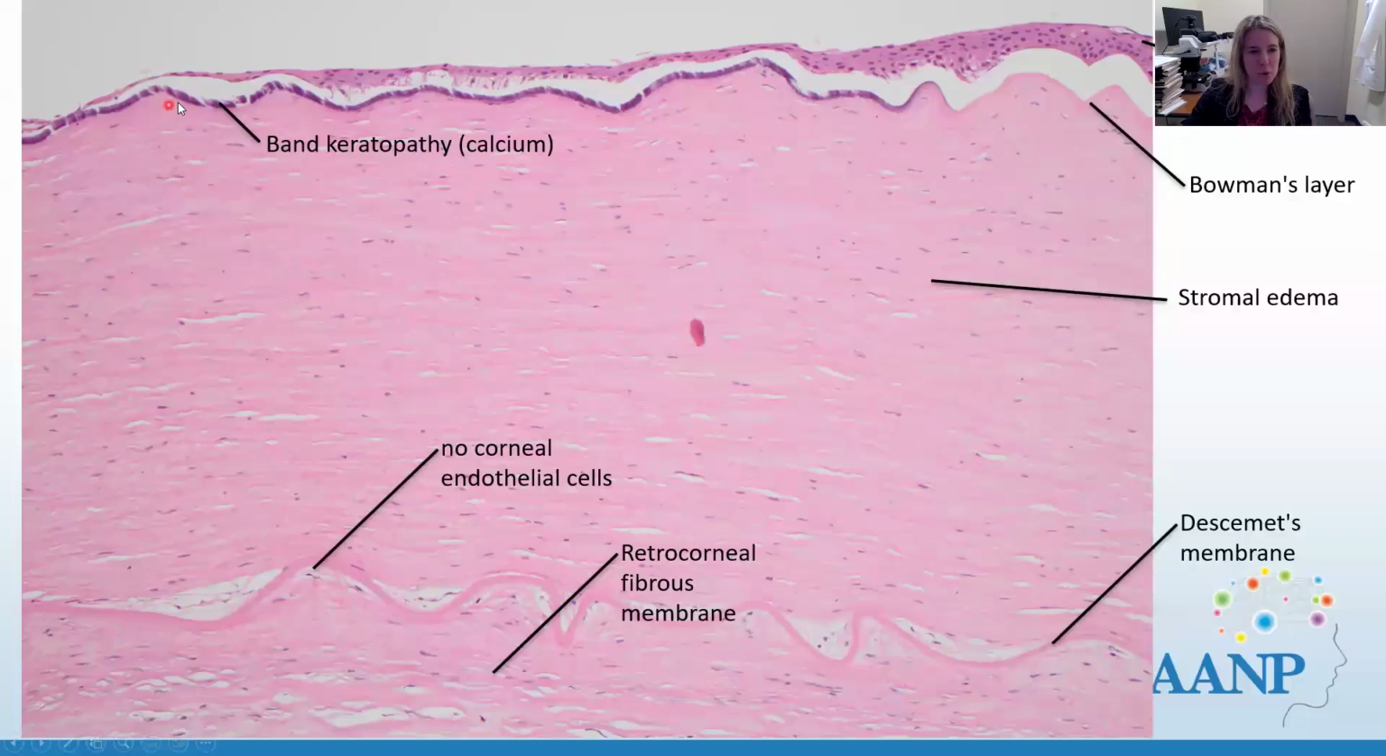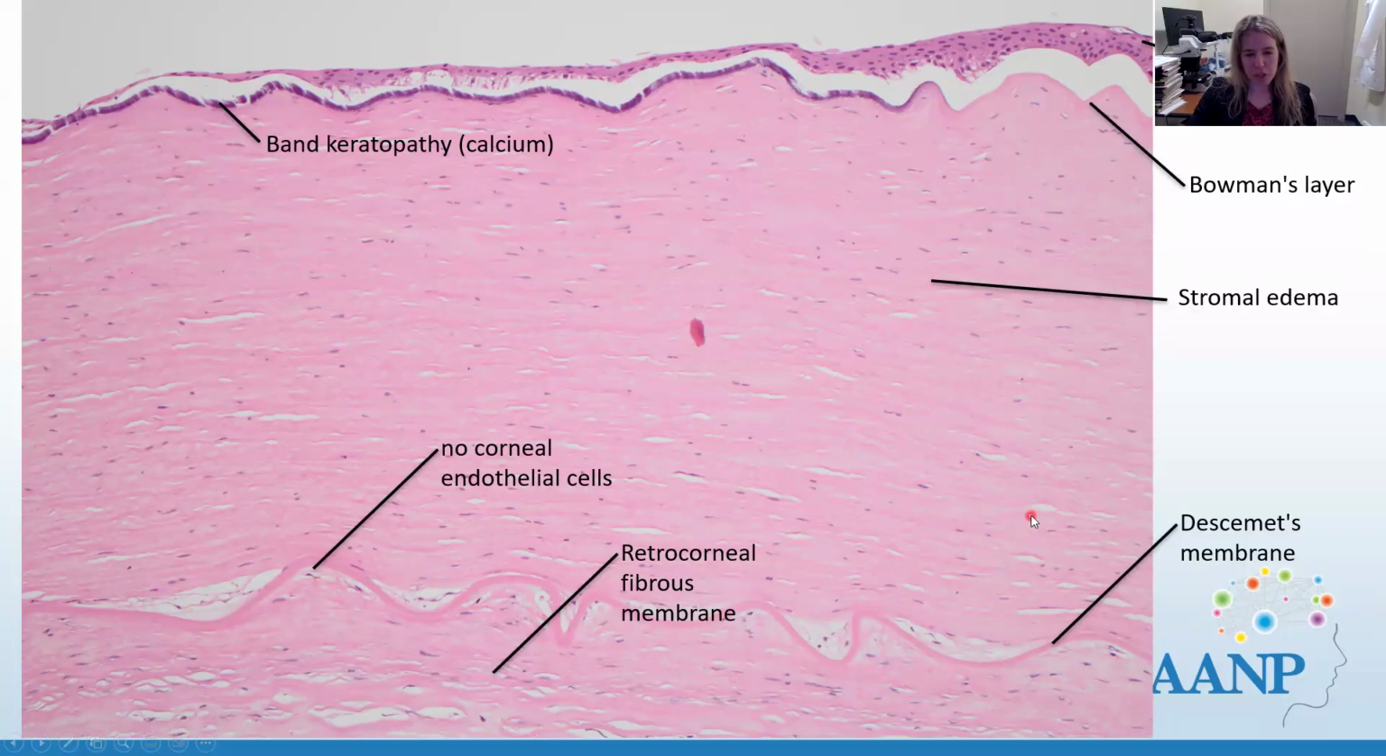So just zooming in a little closer, band keratopathy is calcium. It tends to accumulate in very sick and unhealthy corneas, and it can be very painful in some patients because the corneal epithelium can't grow well on the surface, and it can abrade and erode and cause abrasions that are very uncomfortable. On the posterior surface where you see Descemet's membrane, you can see that there are no corneal endothelial cells, and that's why that cornea is very edematous. In part, you have that retrocorneal fibrous membrane coating the whole entire posterior surface.